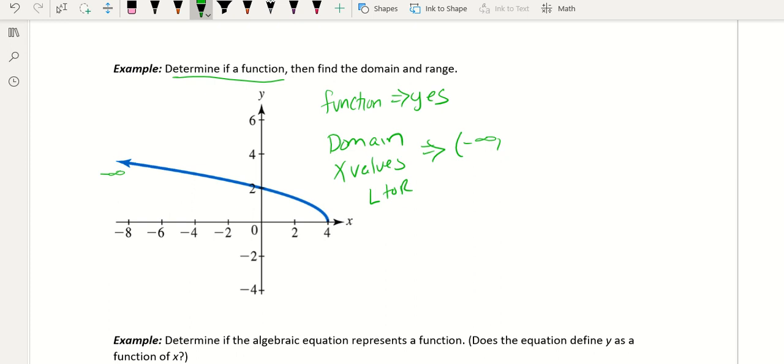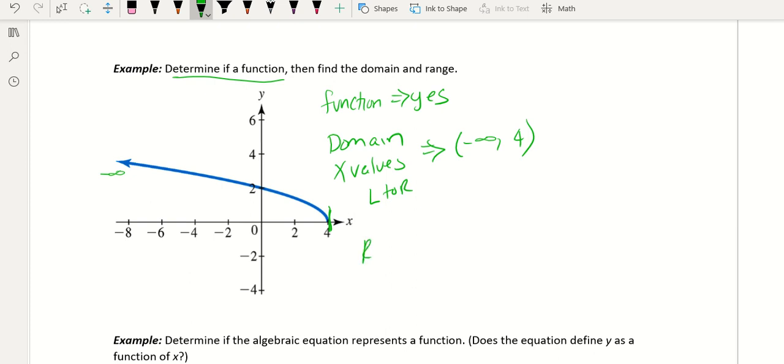Where does our graph end on the right? On the right, it ends at positive 4. So my domain is from negative infinity to 4. It starts here on the left. We don't know what number it is, so that's why we're saying negative infinity, and it stops at positive 4.